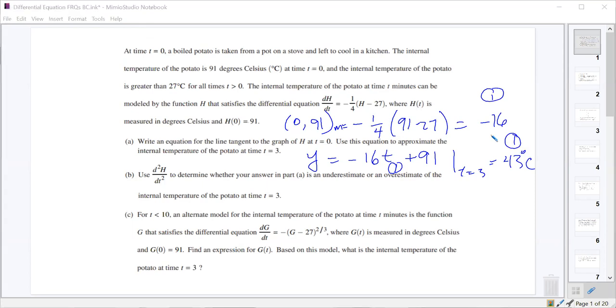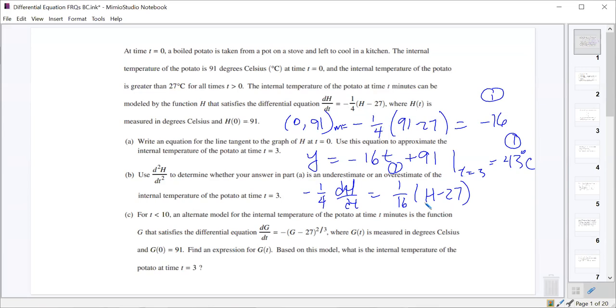That's great. All right. Part B, find the second derivative and use it to determine if it's an under or an overestimate. So second derivative, we'll just take the derivative of this with respect to t, which should be negative 1/4 of dh dt, or a positive 1/16 of h minus 27 if we plug in dh dt back into that. So how does that help us determine if it's an underestimate or an overestimate?